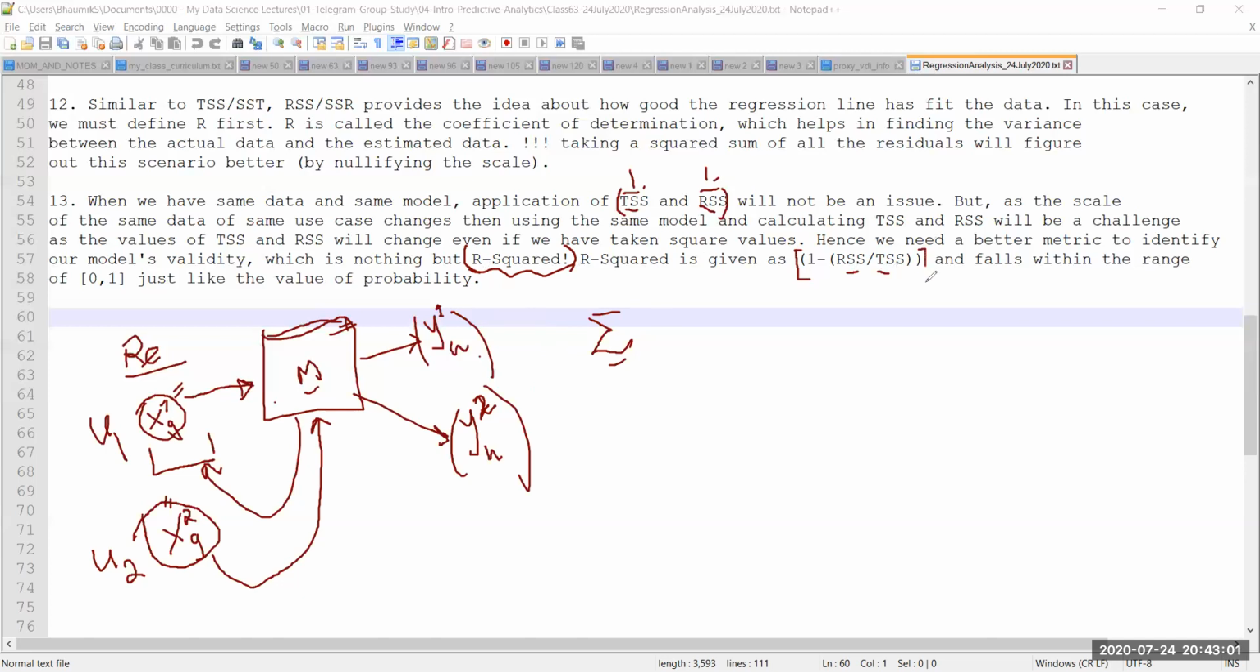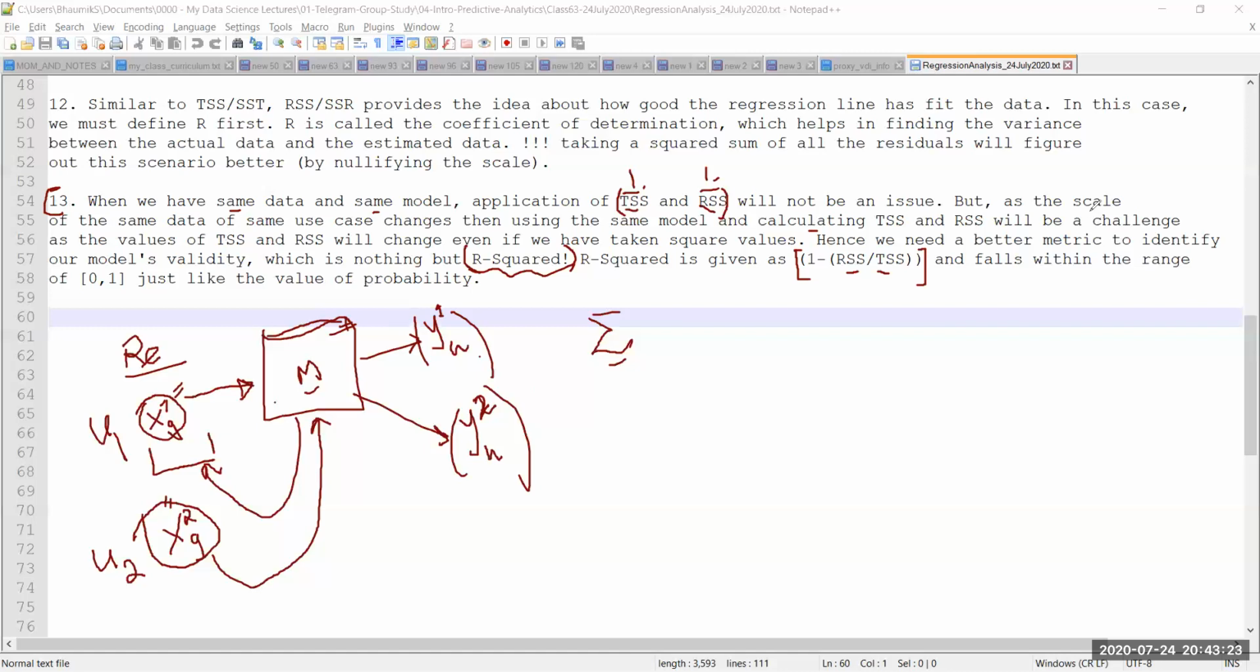I've just added this extra line because in the last class we simply discussed this, and then there was no time. We had to close the call and we were not able to write it in the notes. So I've just added that in here. This entire thing was added by me. So when we have the same data and same model, application of TSS and RSS will not be an issue.